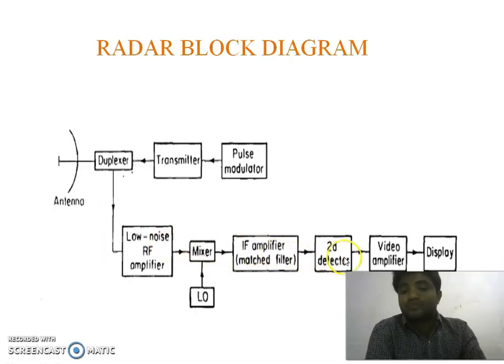The echo signal is processed, and to see the targets it is displayed on a monitor. We have different types of displays: A scope, B scope, C scope, D scope, E scope, and PPI, the plan position indicator, which show the targets on the CRT screen. These are the fundamental blocks present in the radar. Okay, thank you very much.